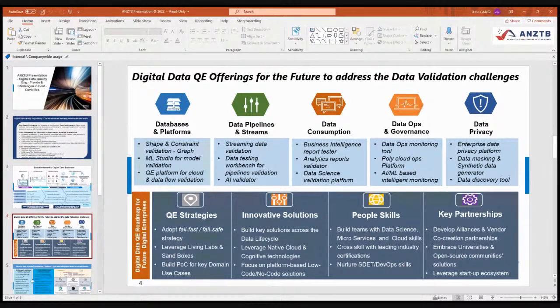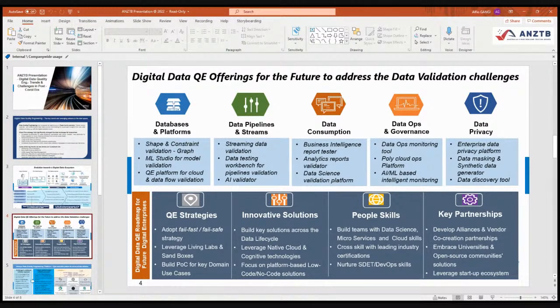And what sort of QE roadmap can we come up with to address this in terms of your quality engineering strategies? What sort of innovative solutions can we bring to the table, and also look at our people skills? How do we upskill the current skill set that we have? What are the key tools and technologies, and also some of those mindsets that we need to change in order for us to achieve these outcomes? Along with the support from key partnerships, either through your vendor alliance partners or your co-creation partnerships. And we can also have some talks and leverage the startup ecosystem to see what solutions they can bring in to the wider group. So these are some of the validation challenges that we have, and some of the digital roadmap that the organization can look at in order for us to progress through these challenges.